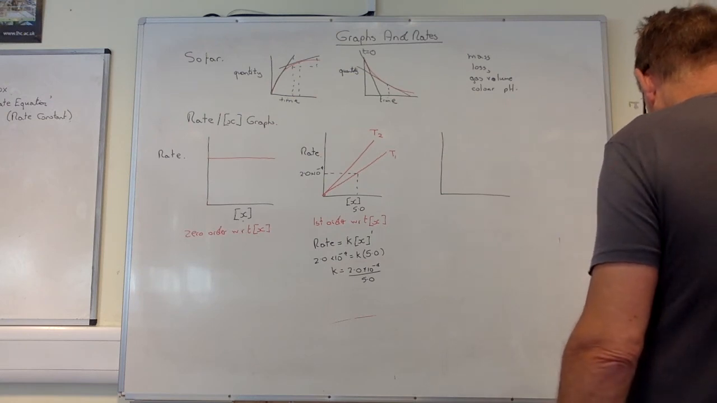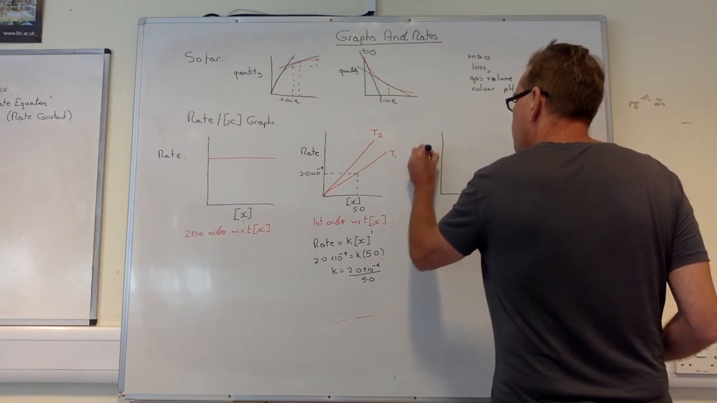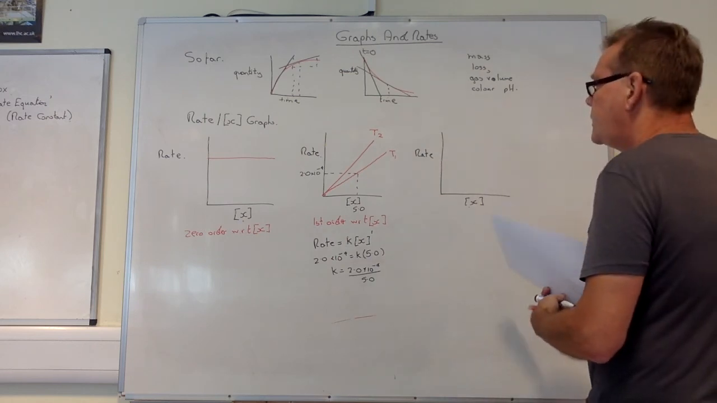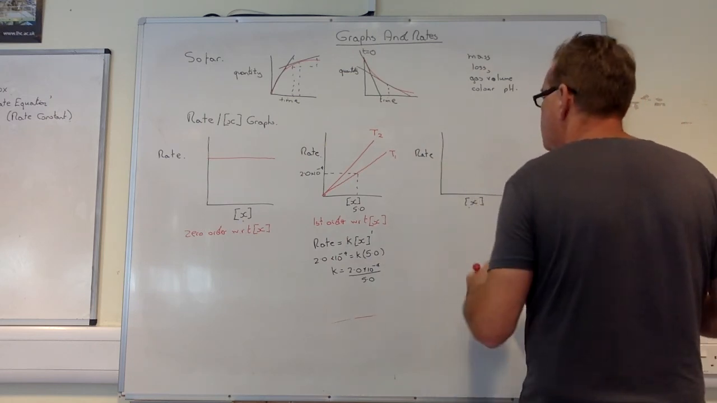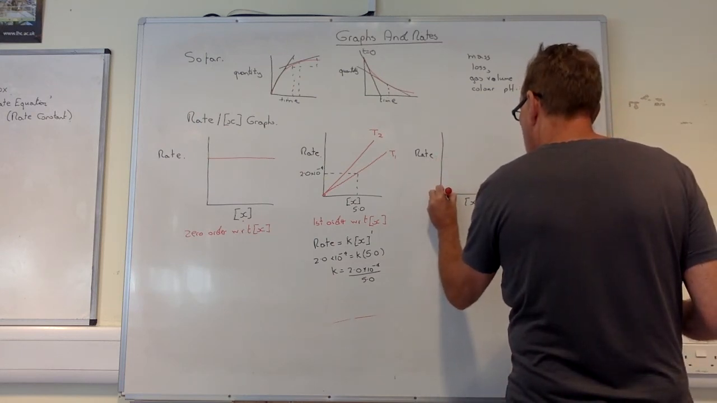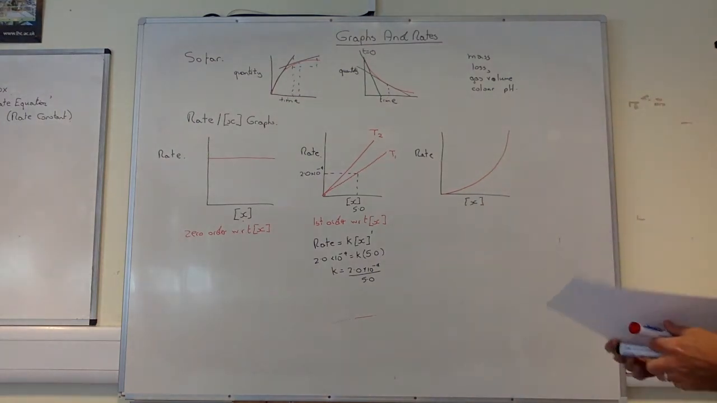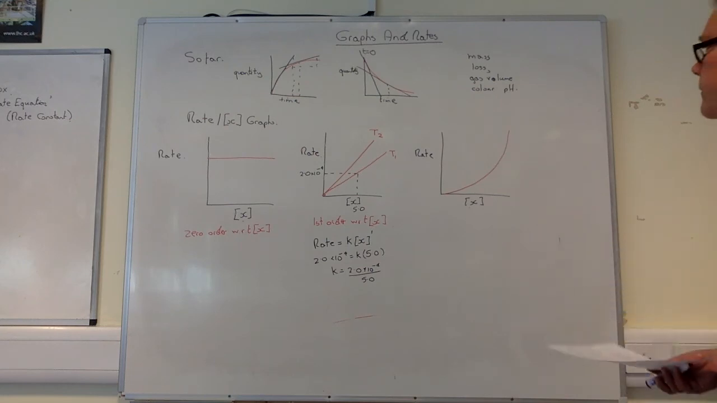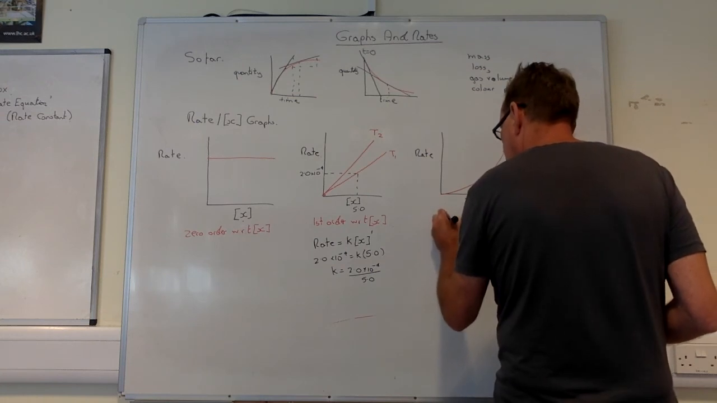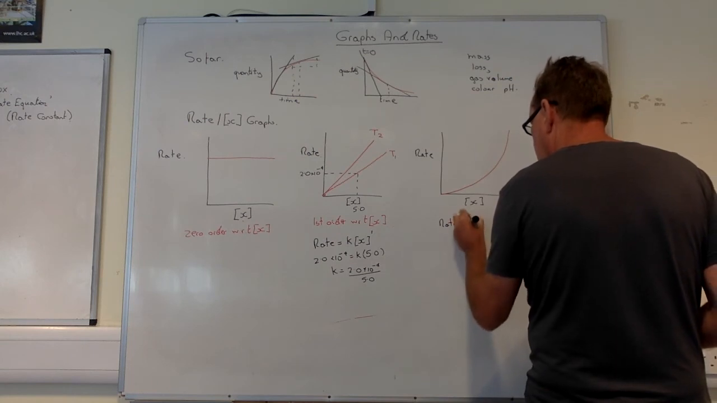Finally, second order, right? Concentration. Very different shape. Because it's a squared relationship, you get a shape of the graph that looks like this. Bang on second order with respect to X, if you get a shape like that. Sort of angles up. So you can say this, right? If this is the only reactant, rate equals K, concentration of X squared.